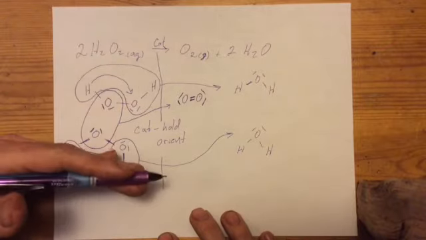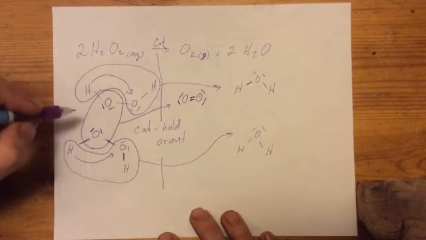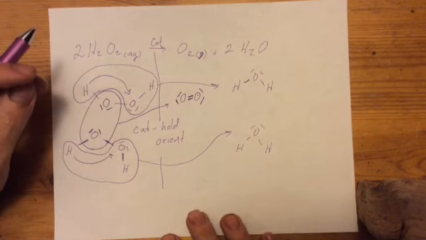So the catalyst lowers the activation energy barrier. In this case, it can hold and orient the molecules so that there's time for all this atomic reorganization to happen.